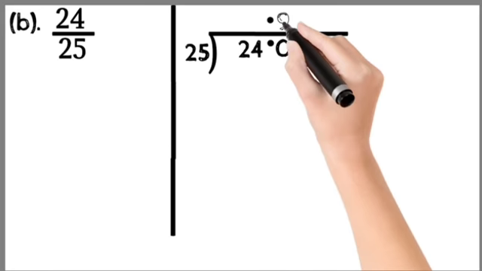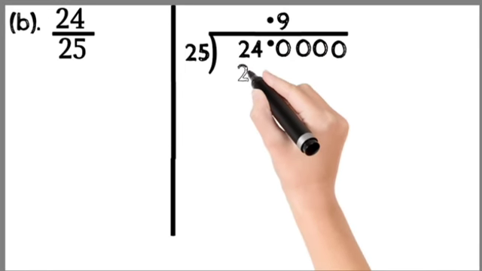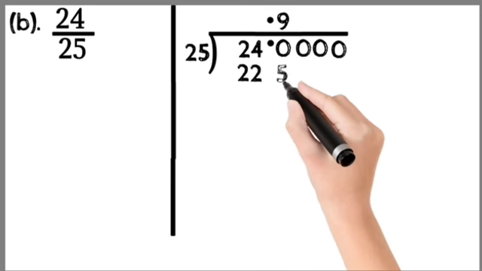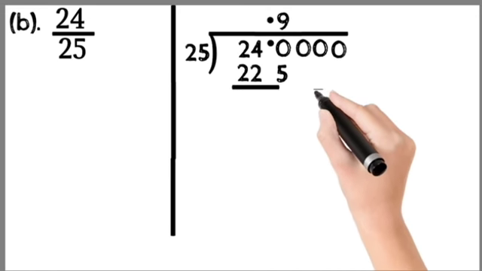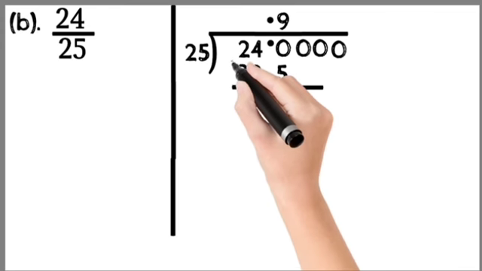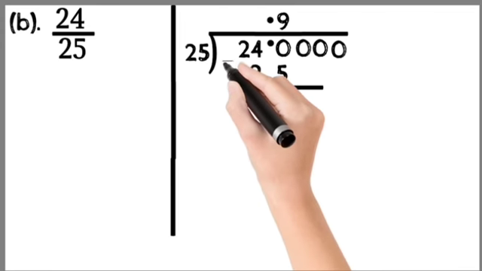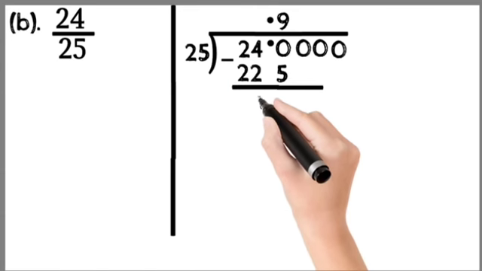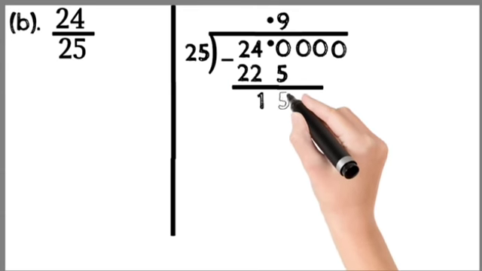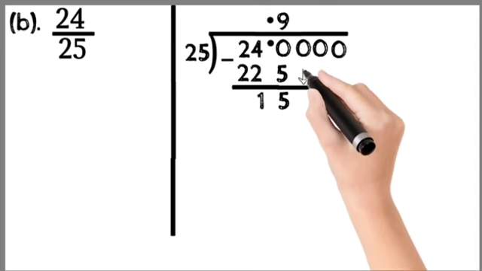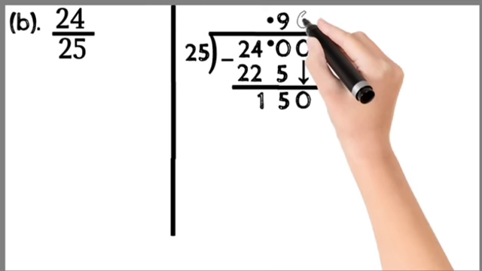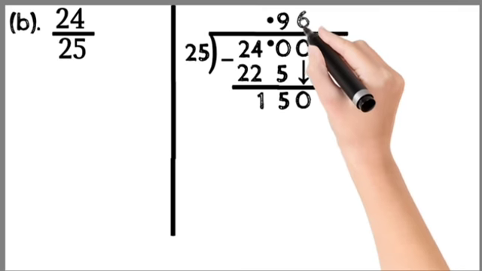So this will go by 9. 25 9s are 225. Then I will subtract, 240 minus 225, and I will get 15. Am I right? I can bring down the next 0, then it will become 150, then it will go by 6. 25 6s are 150, exactly divided.